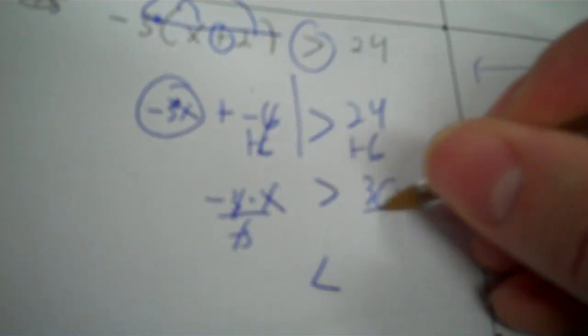So plus 6, that's 30. And you divide each side by negative 3. You have x, negative 10. Circle, don't fill it, less than goes this way. Okay, next problem. 8x is less than 12x plus 8.